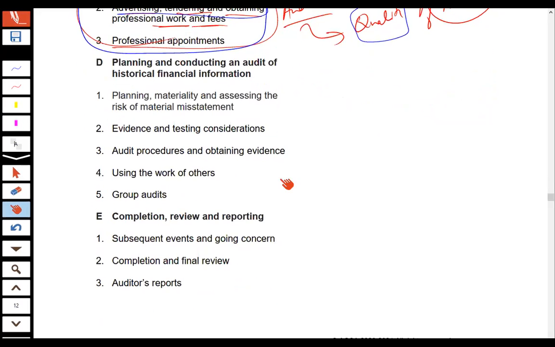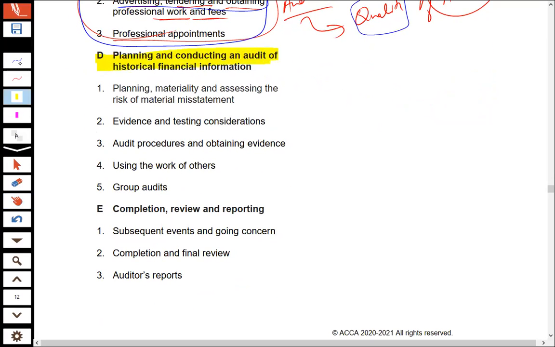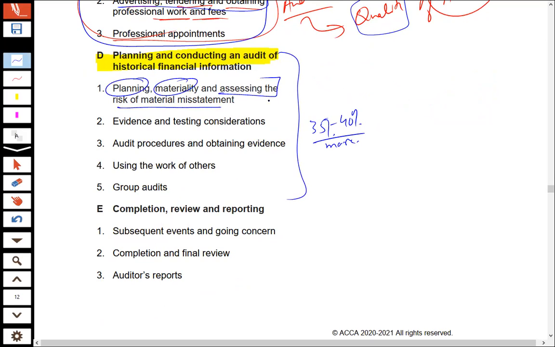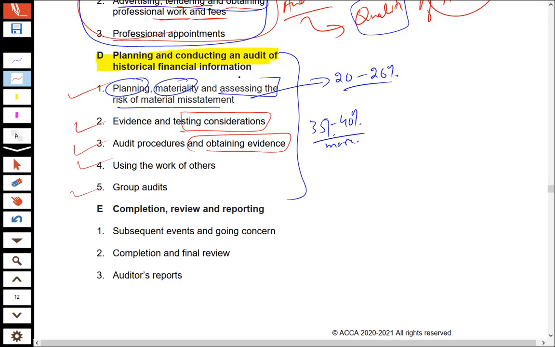Then next is part D, which I was saying constitutes approximately 35 to 40% of your exam marks. In planning, materiality, and assessing the risk of material misstatements alone, 20 to 26% of the marks can come, as we discussed earlier. And planning, evidence and testing considerations, audit procedures and evidence, historical financial statements, using the work of others, and group audits.